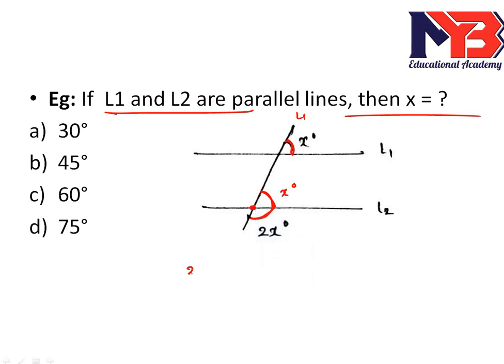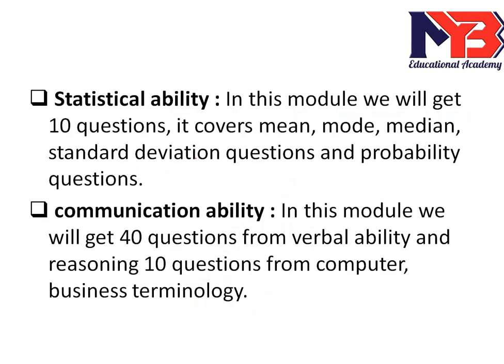That means x plus 2x, that is 3x degrees, is equal to 180 degrees. From this data, I can say that the x value is going to be 60 degrees. So he is asking what is the value of x. I can simply mark my answer choice as option C, which is equal to 60 degrees.